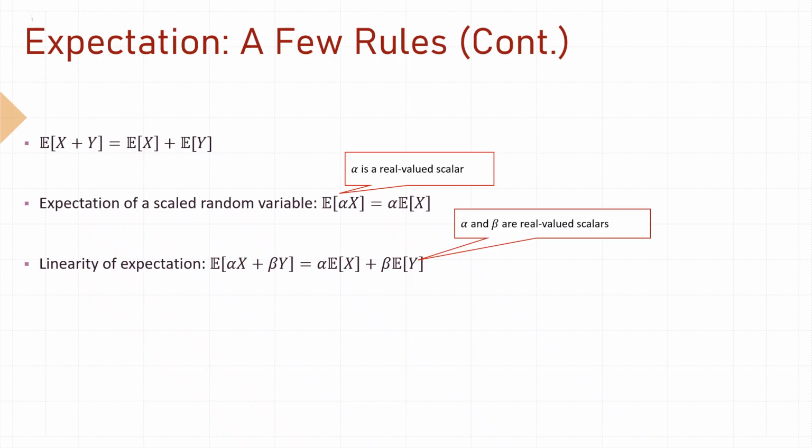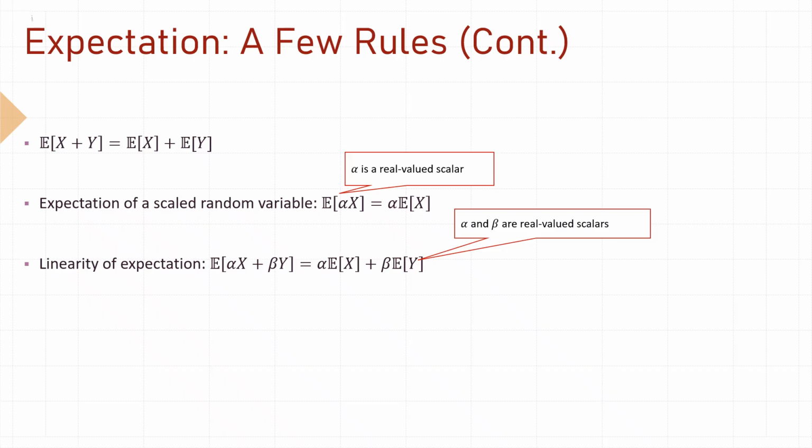This means you can scale or weight random variables, and the expectation respects those weights. This can be extended to handle sums of many weighted random variables. This property holds because the expectation is linear. Intuitively, the expectation is the average value of a random variable over its probability distribution, and adding or scaling random variables corresponds to summing or scaling their averages.